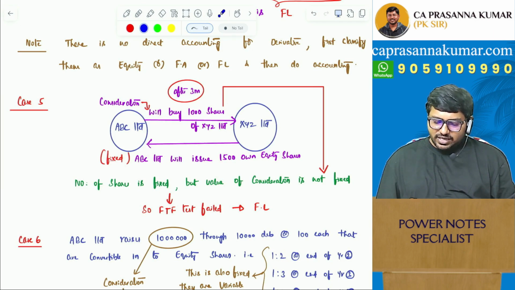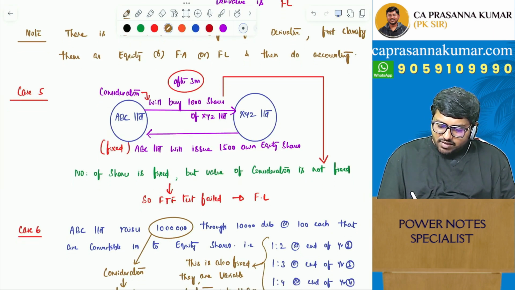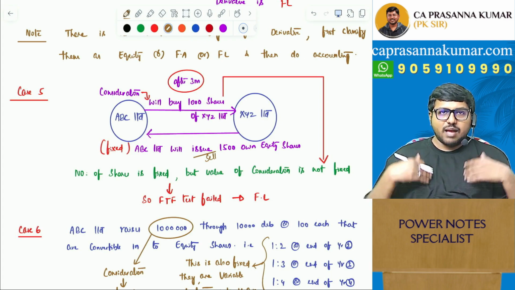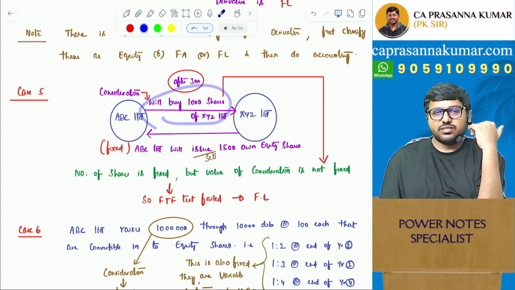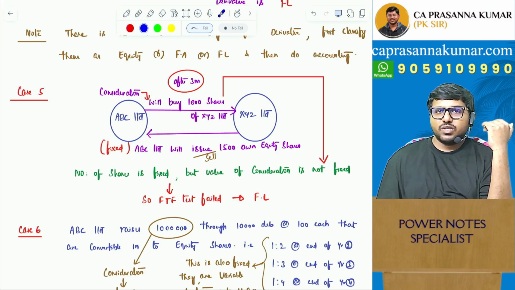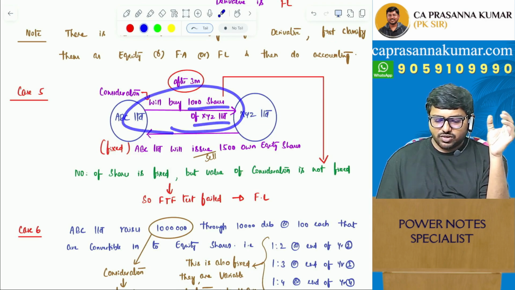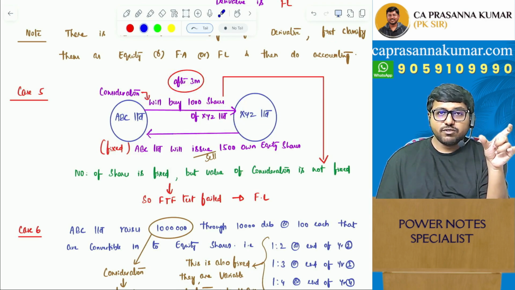Sir, what do you mean by buying? You will not understand this. Let me frame this sentence in a different way. ABC Limited will issue 1500 own equity shares to the other guy, which means indirectly they are selling only. I am selling my shares. So in return, what I am doing? I am buying your shares. You got the point? But the problem in this is you have to buy 1000 shares on a particular date. When you need to buy? After 3 months. On a particular date, you have to buy.